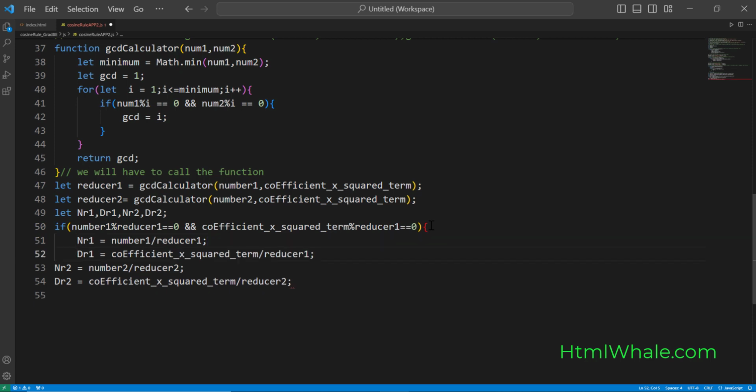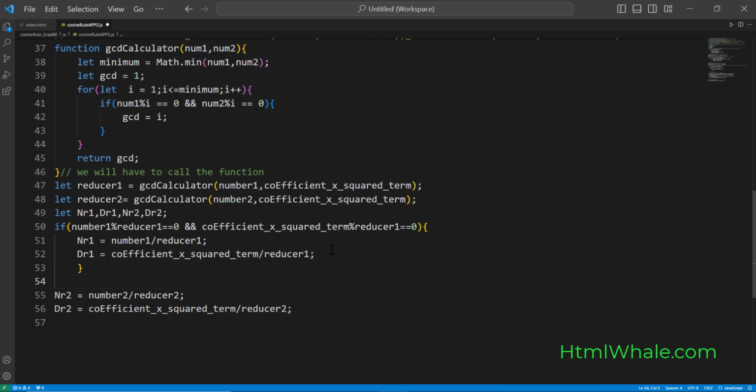Okay, you perform this, then you divide it and you extract the numerator. Divide the number 1 by reducer 1 and you extract the numerator. Similarly, you extract the denominator when the coefficient of x squared is divided by the reducer. So this is the all important condition. So this conditional check is required. Now similarly, we will have to have the next conditional check.